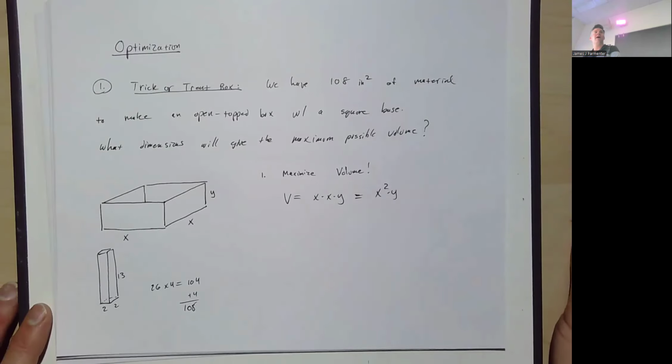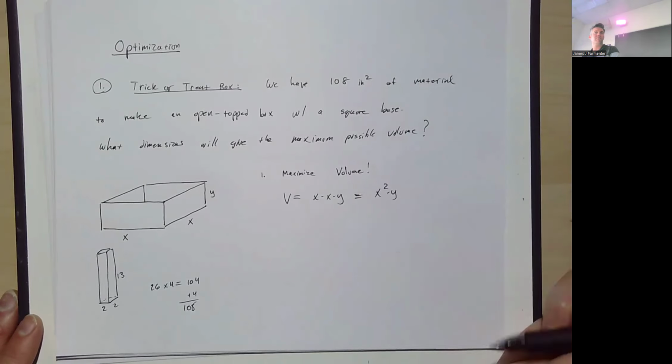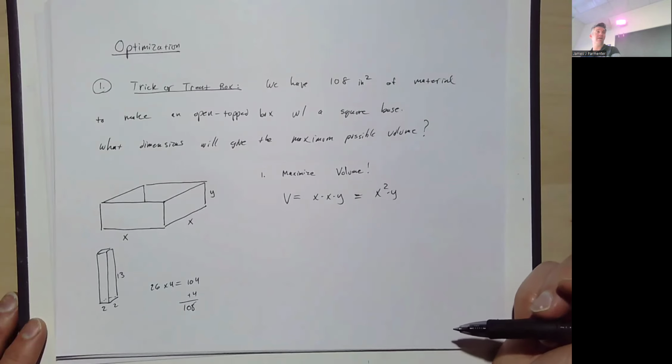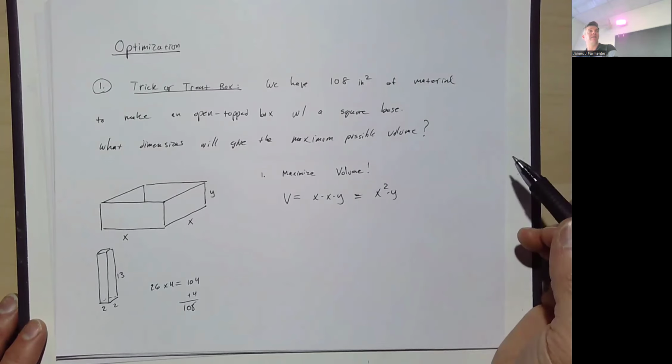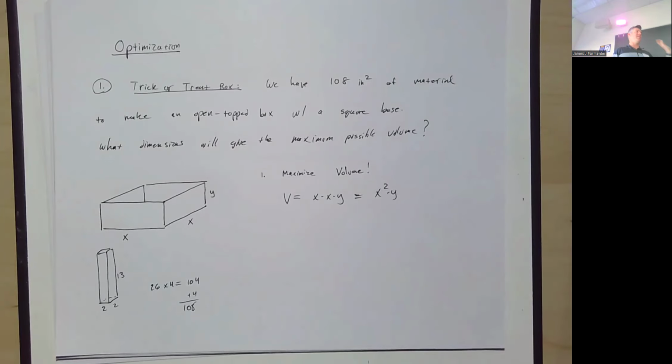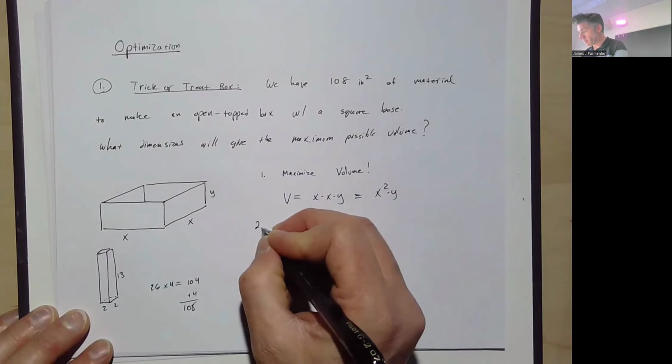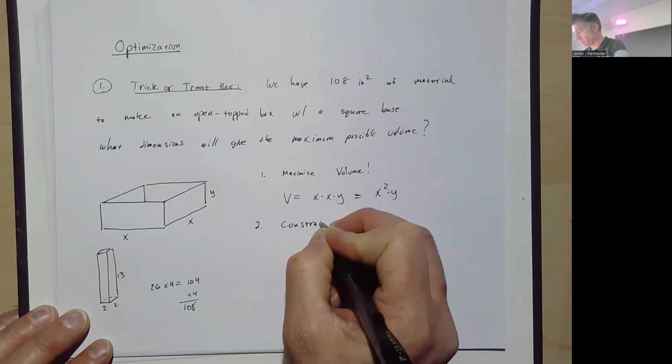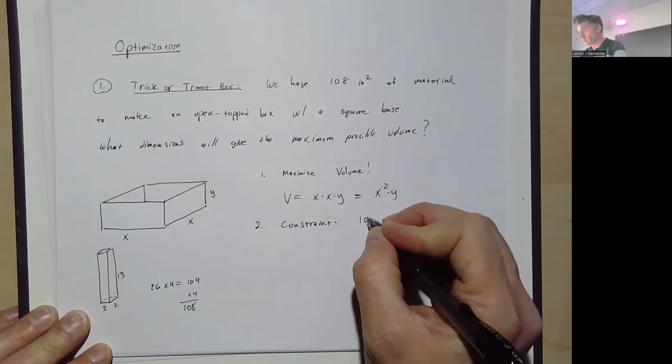I always like asking this question. How many variables are there in my volume equation? Too many. 2 is too many. More than 1 is too many. At least in 21A. In 21C, 2 is fine. We can optimize functions of 2 variables in 21C. But in 21A, 2 variables is too many because we only know how to maximize or minimize functions of 1 variable. So we need some other way of getting an equation relating x and y. We need a constraint. And in this case, the constraint is that we have 108 square inches of material to use.